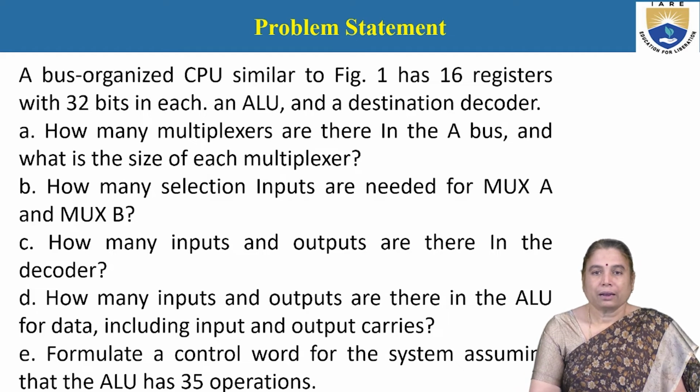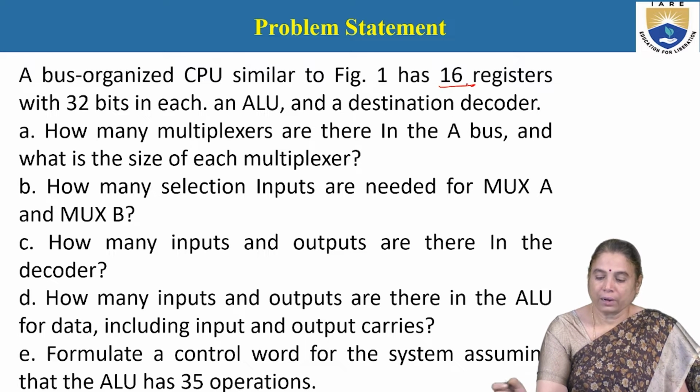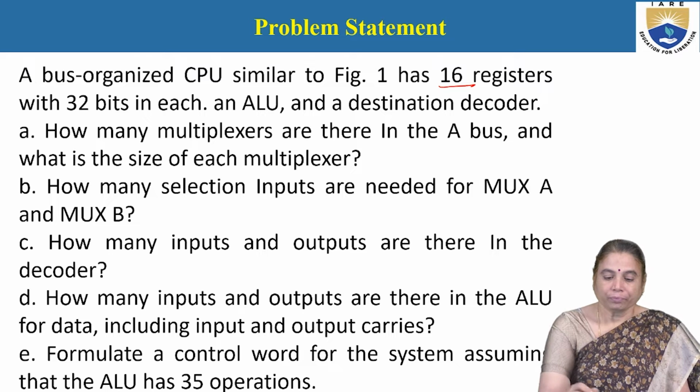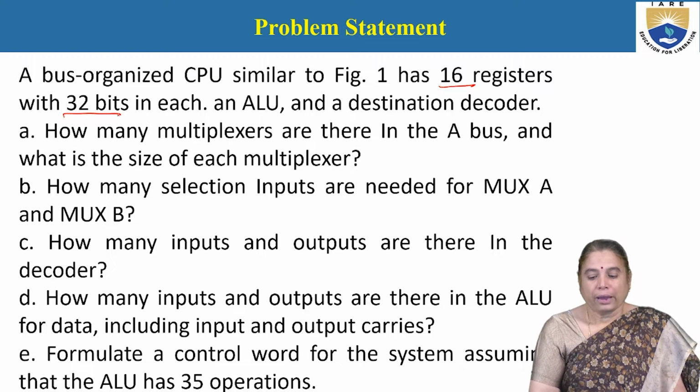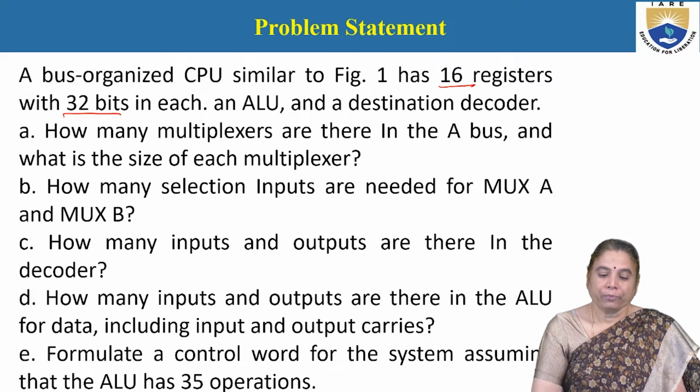The bus organized CPU similar to figure 1 has 16 registers, with 32 bits in each, an ALU and a destination decoder. All these are connected as shown in the diagram.